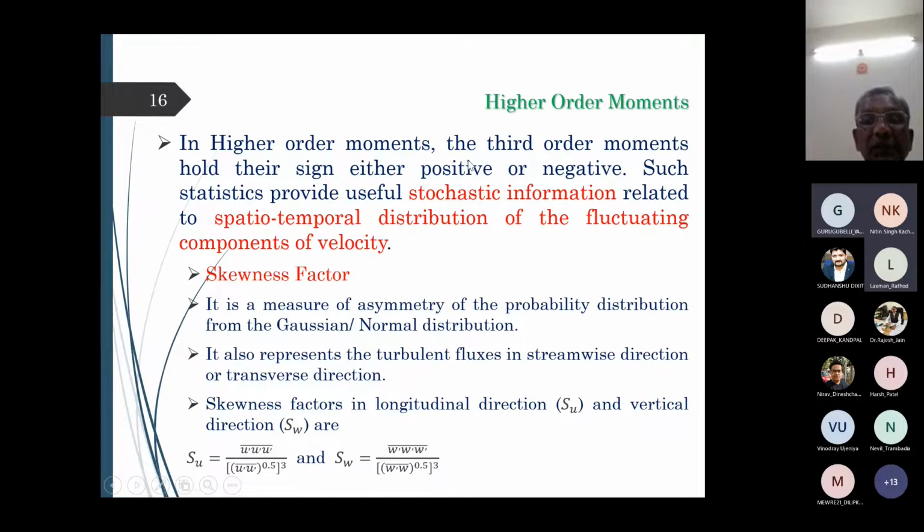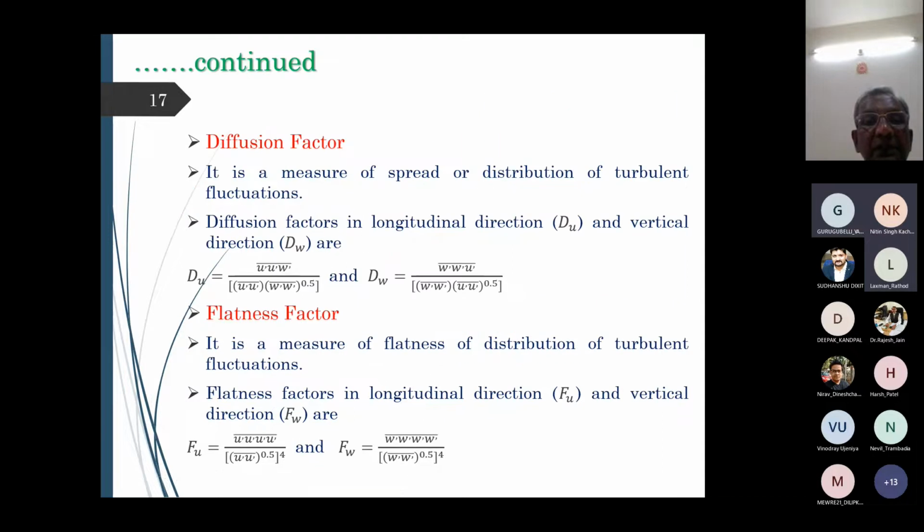And then these high order moments. You can make the presentation in the form of some high order moments, like the skewness factor, which can be described in the longitudinal direction and vertical direction, like SU and SW. So this is the vertical direction, and this is the longitudinal direction, right? We have already measured this U prime and all those parameters, right? Now the diffusion factor, similarly, is another important high order moment, and that is also expressed like this, using these expressions, right?